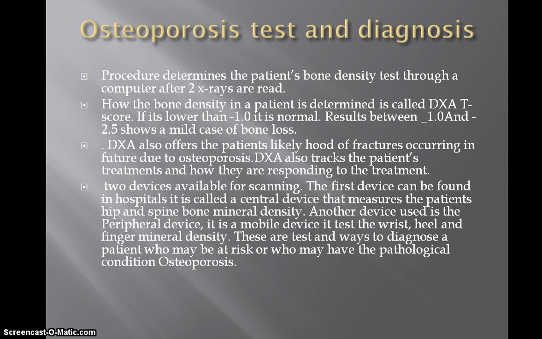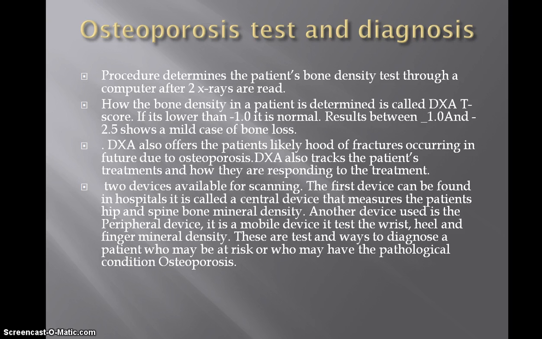Osteoporosis test and diagnosis. Procedures determine the patient's bone density through a computer after 2 x-rays are read. How the bone density in patients is determined is called the DXA score. If it is higher than -1.0, it is normal. Results between -1.0 and -2.5 show a mild case of bone loss. DXA also offers the patient's likelihood of fractures occurring in the future due to osteoporosis. DXA also tracks the patient's treatments and how they are responding to the treatment.